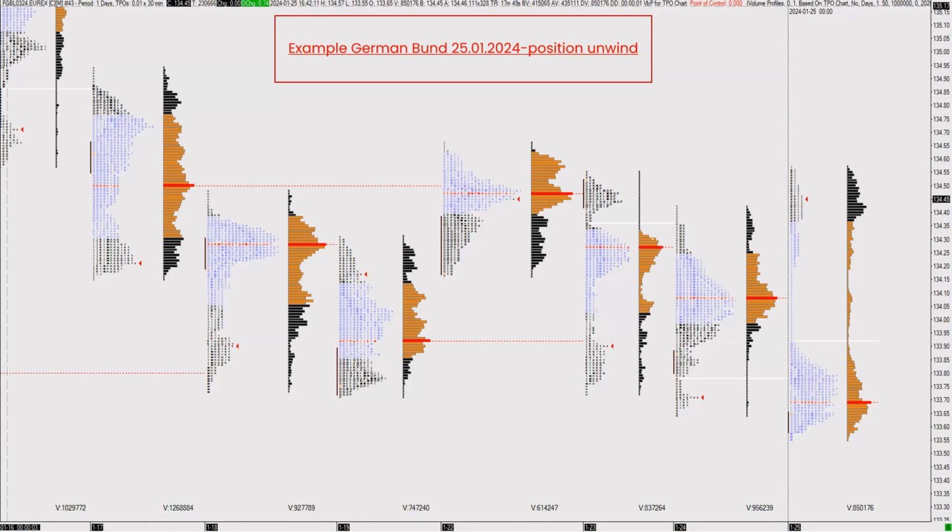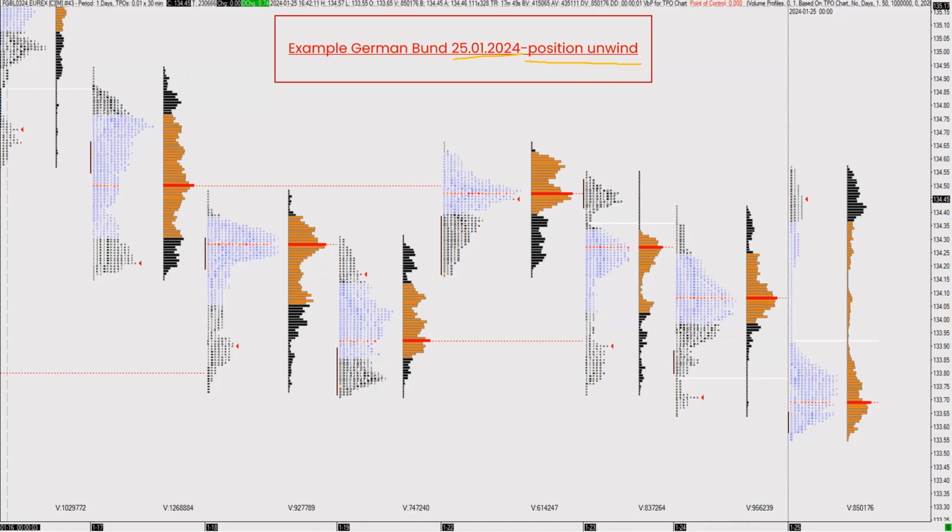This is today in the German bunds. Okay, so in the German bunds, you can see today we've got a very nice double distribution. Okay, obviously today was ECB day. Now, very important, like I said to you, question number one, okay, if you want the dates and you want to go look at it, you can go look at it as the 25th of Jan. But this is in essence a position unwind. That's the trigger.